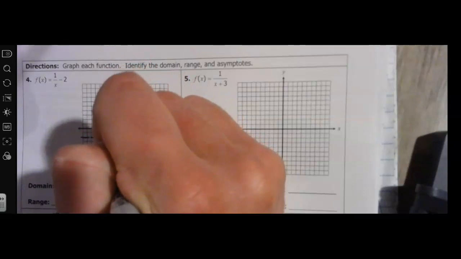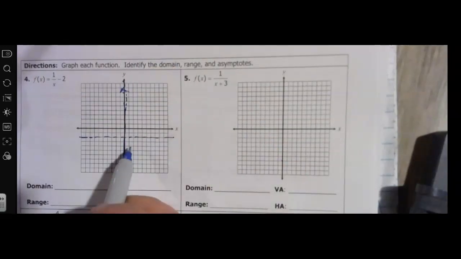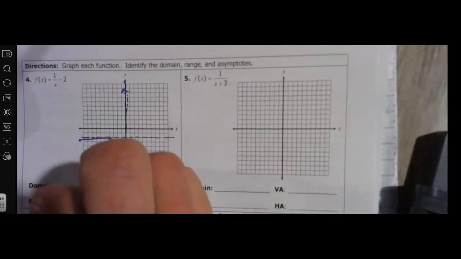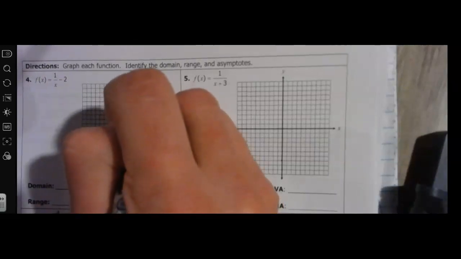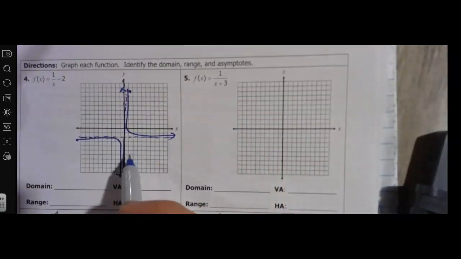So our vertical asymptote is going to stay the same, but our horizontal asymptote is going to shift down 2, and then it is asymptotic right there. So you can see we're just shifting it down 2. That's all we're doing there.